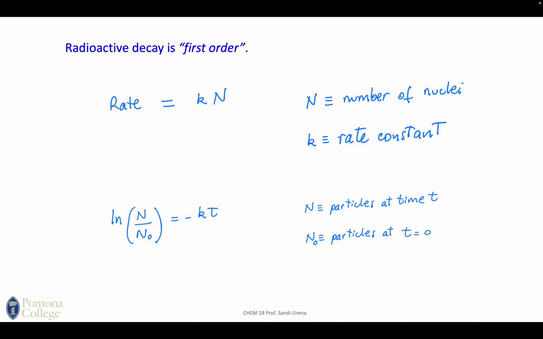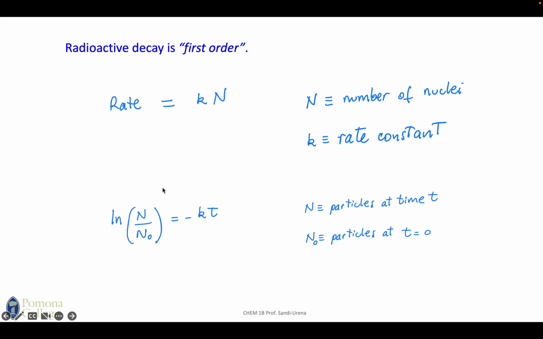We refer to this type of kinetics as first order, and by that what we mean is that the rate is directly proportional to the concentration or number of particles that we have. They're directly proportional, and that's where the first order comes from. We established that just from the example we had with the two containers. The more particles we have, the faster the reaction will happen because it's a spontaneous decomposition.